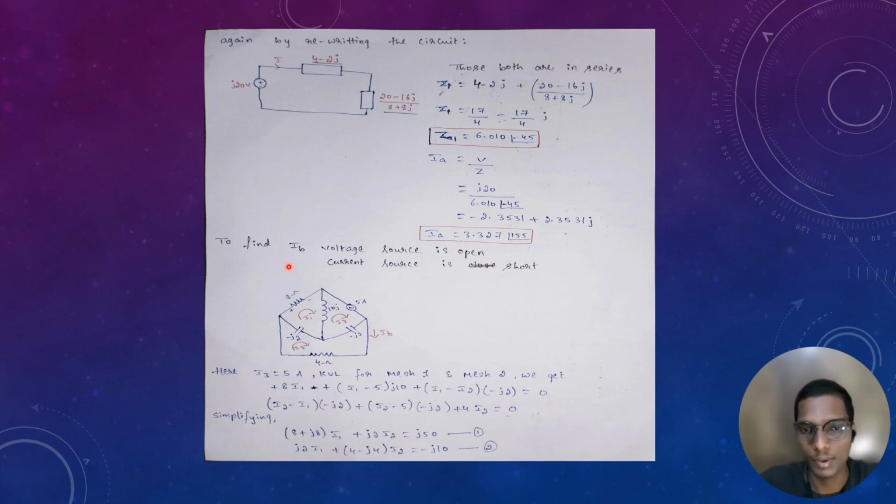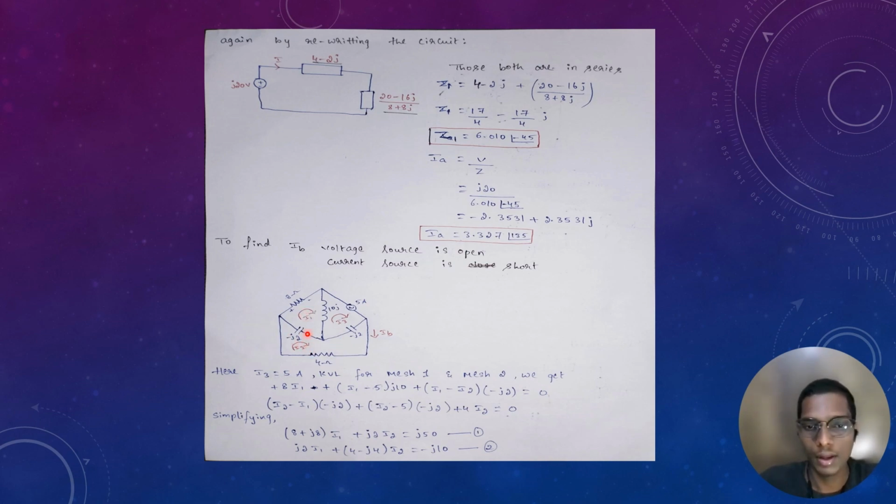Again, to find IB, the voltage source is opened and the current source is shorted. Here you can see the circuit diagram. To find I1, I2 and I3, we have to apply KVL loops. Here there are 3 loops. For the third loop, I3 is already given as 5 amperes. So we have to apply it only for the first and second loops.